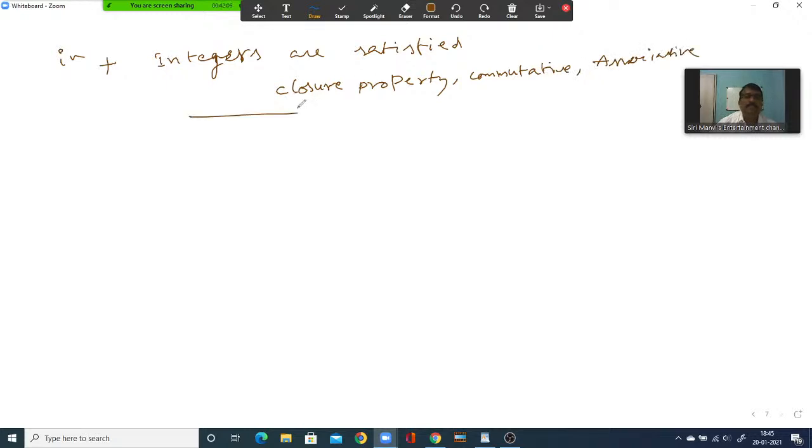Okay. Now I am going to take multiplication. So properties of integers under multiplication. So first I am going to take the closure property.